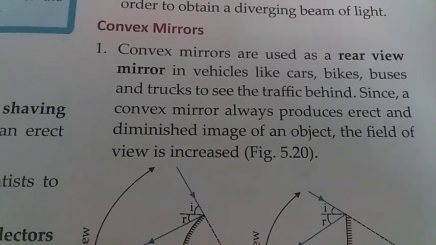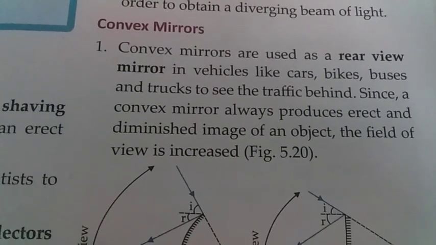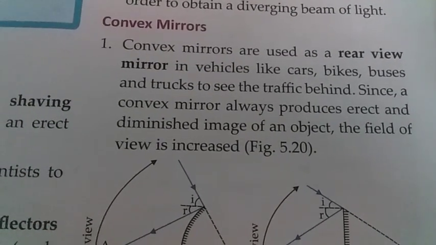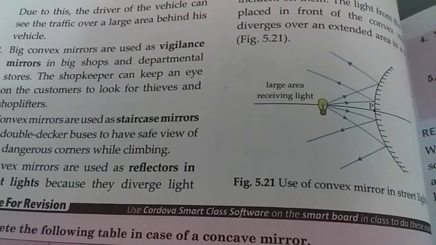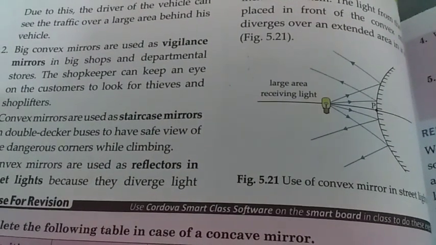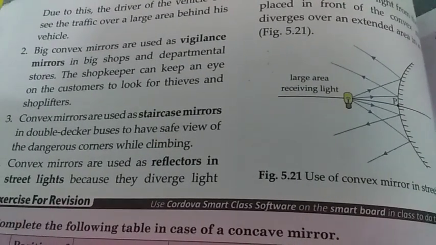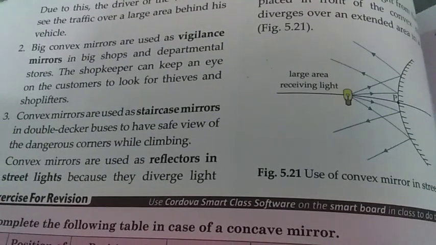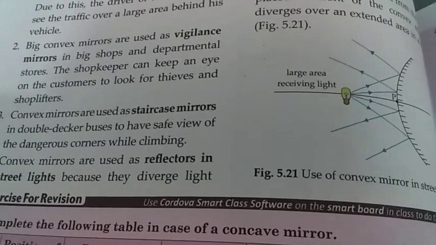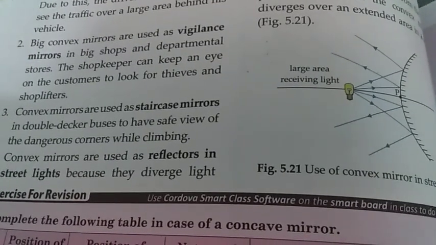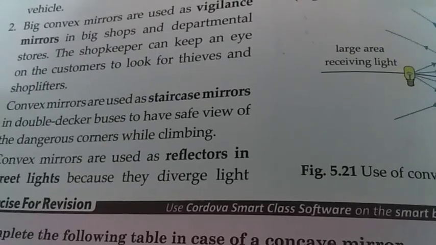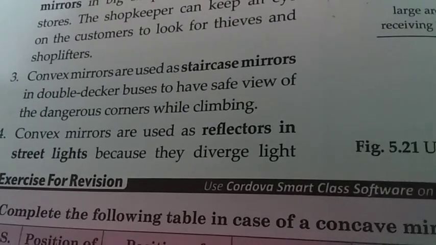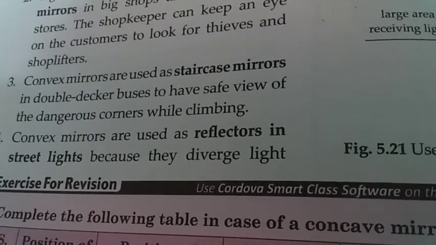Because we know that convex mirror always produces erect and diminished image of an object. So the field of view is increased. Now what happens? The driver of the vehicle can see the traffic over a large area behind his vehicle. Now big convex mirrors are used as vigilance mirrors in big shops and departmental stores, and the shopkeeper can keep an eye on the customers to look for thieves and shoplifters.